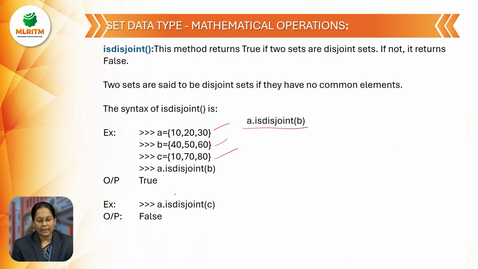Now we are checking whether A and B are disjoint or not. A dot isdisjoint of B: yes, it is true, because in these two sets no common elements are there. In the next example, A dot isdisjoint of C, we are checking A and C. There is a common element in both sets, 10. That's why A and C are not disjoint sets, so it gives false.